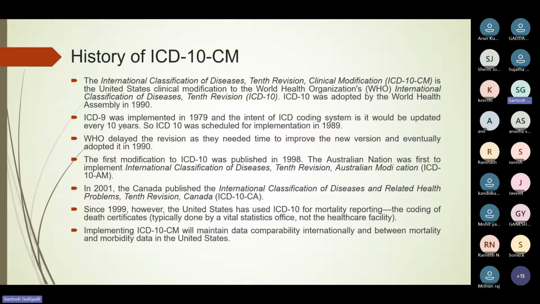Implementing ICD-10-CM maintains data compatibility internationally and between mortality and morbidity data in the United States. What do mortality and morbidity mean? In death cases, we review the SOI and ROM. SOI means severity of illness, and ROM means risk of mortality. The risk of mortality means why the patient died, what the cause of death is, such as cardiac arrest or brain death.